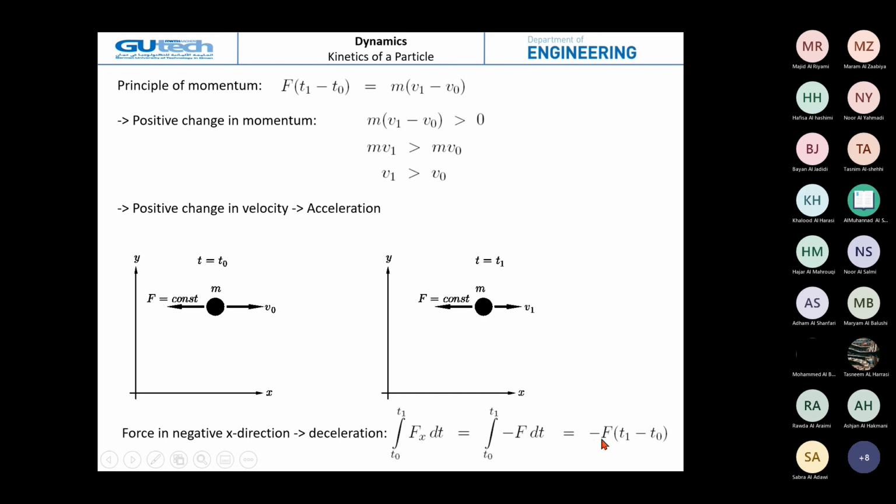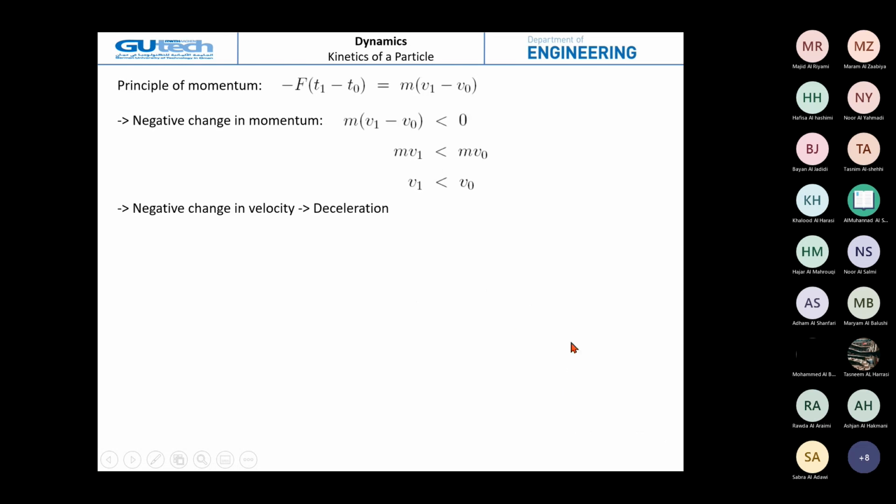Okay, in this case we have minus F, opposite to the previous equation, multiplied by the time, the difference between the actual time and the initial time, and this will be negative. Okay, in this case there is deceleration. Then we get a negative change in momentum. That means we have m multiplied by (v1 minus v0), and this is negative. Why? F is constant, and the difference between the actual time and the initial time should be positive.